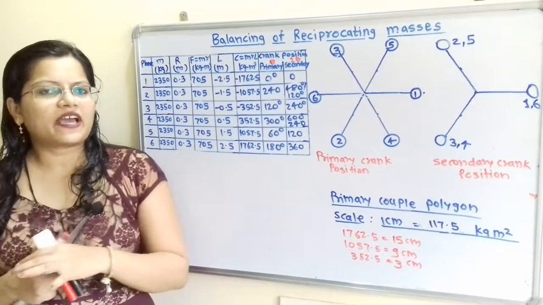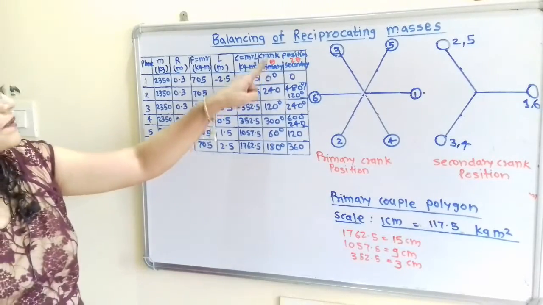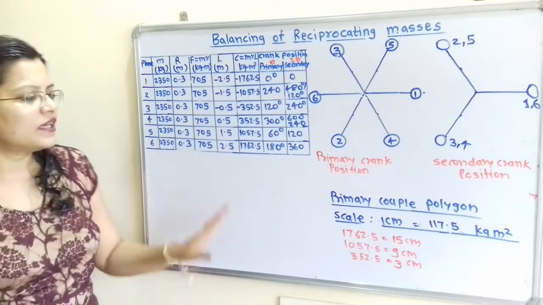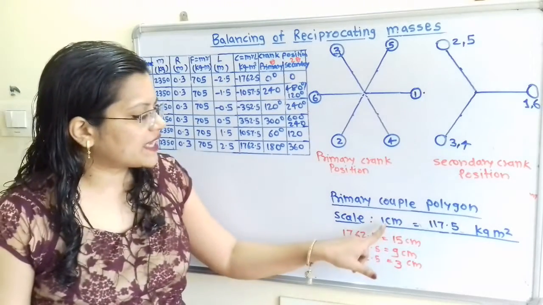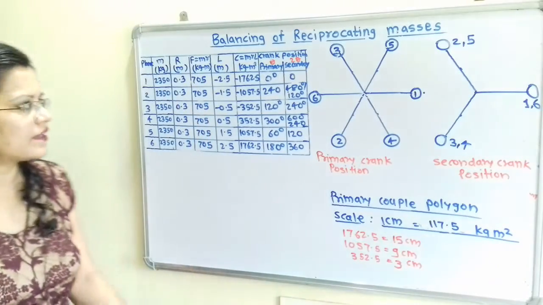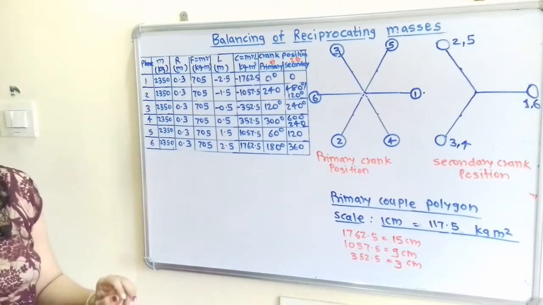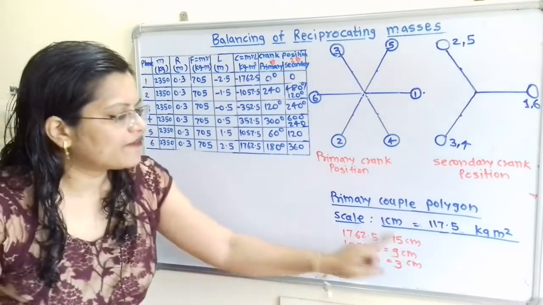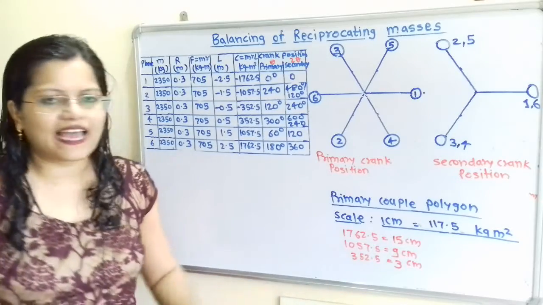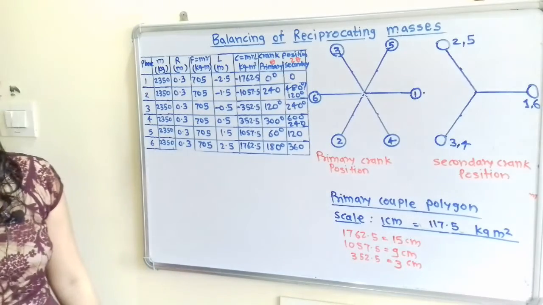Now we will draw the diagram for the primary couple polygon, and for that we will take the reference for this primary crank position theta and the magnitude of couple. If we observe, we will consider the scale 1 centimeter is equal to 117.5 kilogram meter square. Now as per this scale, if we take this 1762.5, then for this we have to take 15 centimeter scale, then 1057.5 we have to take 9 centimeter, and 352.5 we have to take 3 centimeter scale.